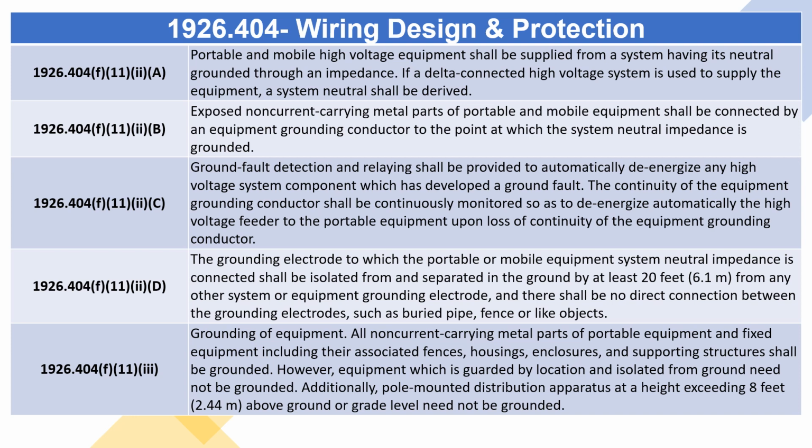1926.404 F11 3. Grounding of equipment. All non-current carrying metal parts of portable equipment and fixed equipment, including their associated fences, housings, enclosures, and supporting structures, shall be grounded. However, equipment which is guarded by location and isolated from ground need not be grounded. Additionally, pole-mounted distribution apparatus at a height exceeding 8 feet (2.44 meters) above ground or grade level need not be grounded.